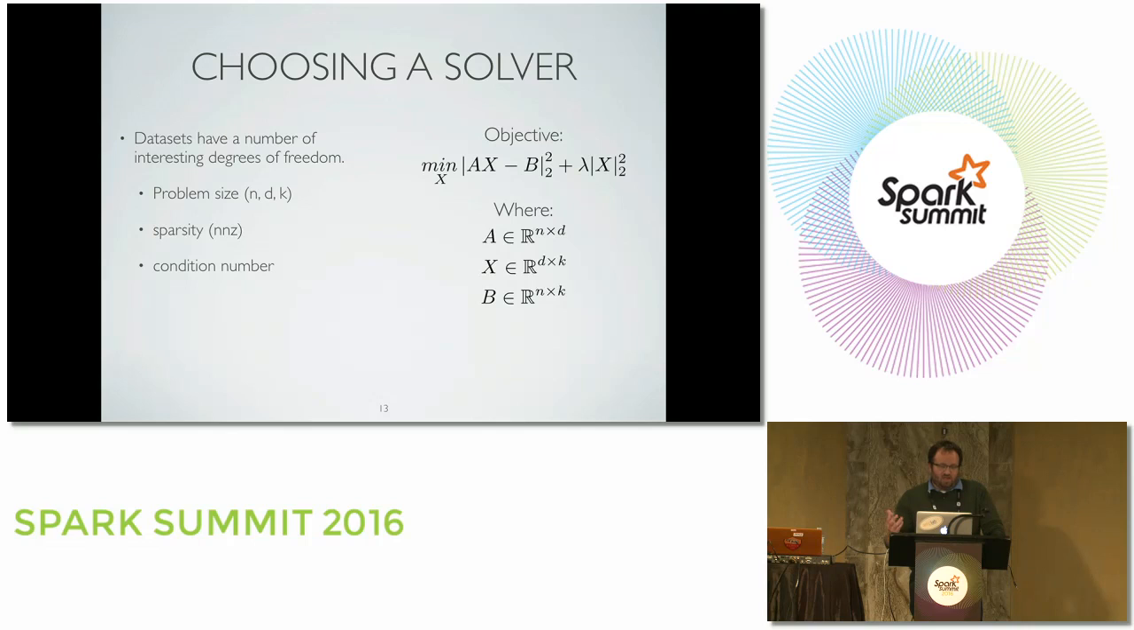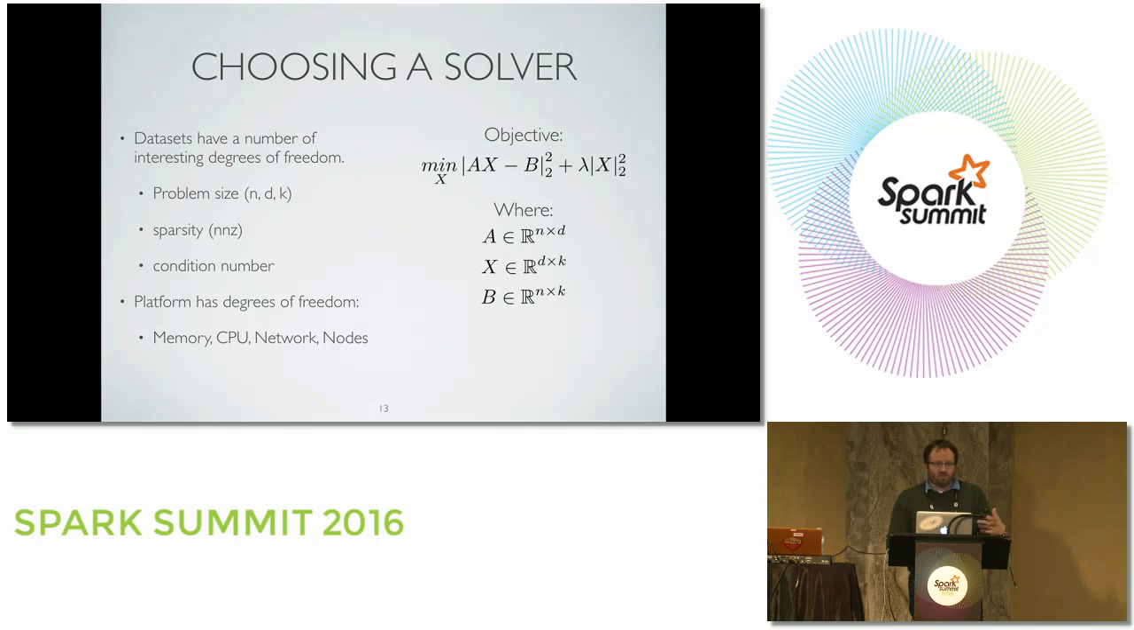Another thing that varies among data sets is this thing called condition number. It's a mathematical concept that talks about how easy our system is to solve. And then the platform, of course, has a number of degrees of freedom. How big is my cluster? How much memory does it have? How many CPUs? How many nodes? How fast is the network between these nodes?